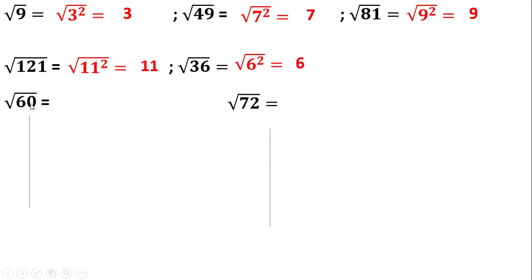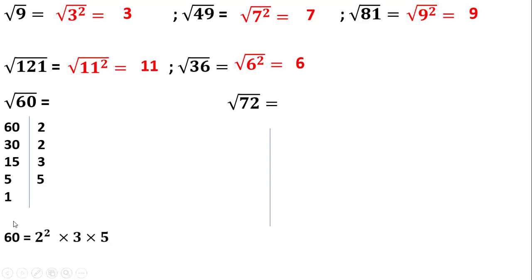Now I have radical 60. Can we write 60 as a perfect square? No. Any number that cannot be written as a perfect square, we should make the prime factorization of this number. So I decompose 60 into prime factors. The numbers on the right side of the line all should be prime. So here I should not see 4 or 6 or 9 or 10 or whatever. I should only have prime numbers, which are 2, 3, 5, 7, 11, 13, etc.